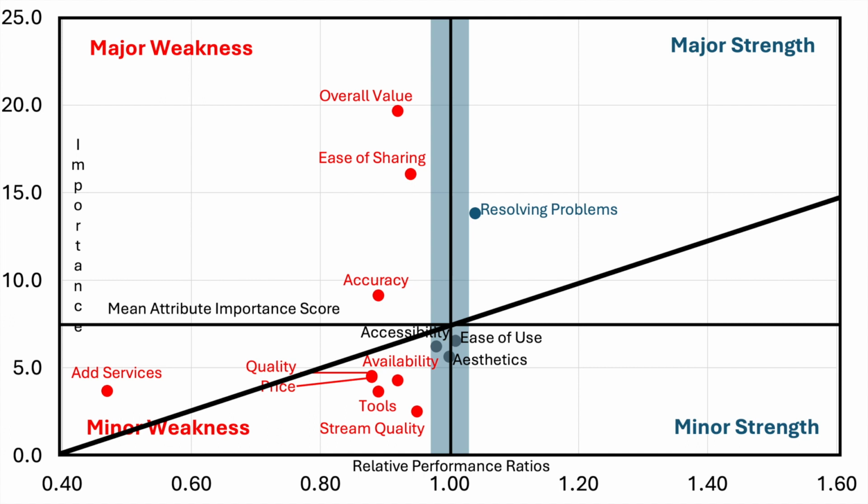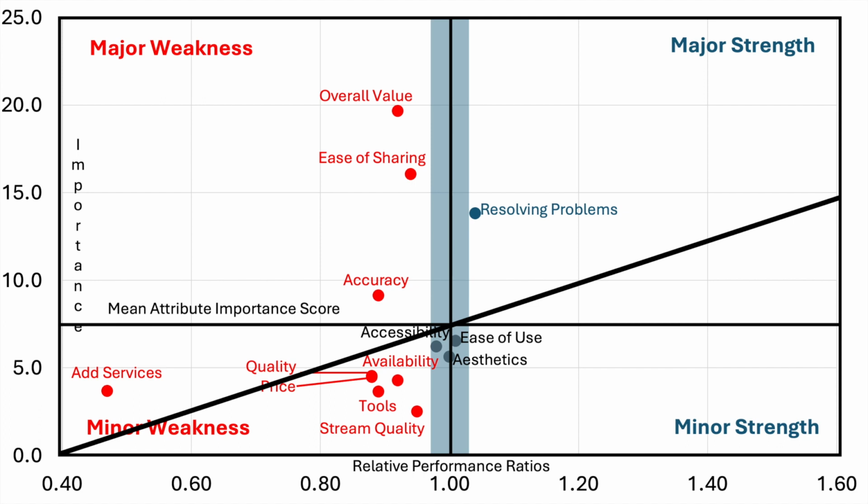And then that line starts in the lower left-hand corner, and shoots up at an angle. Sometimes it's a 30-degree angle or a 35 or 45, depending on the numbers. It's going to be an upward sloping diagonal line. In this case, I don't know what that angle is, but it looks to be about 30 degrees. Okay? So then we would look at these attributes and say, the furthest from that line is going to be overall value, ease of sharing, resolving problems, and then is it accuracy or additional services, right? Those are both pretty close.